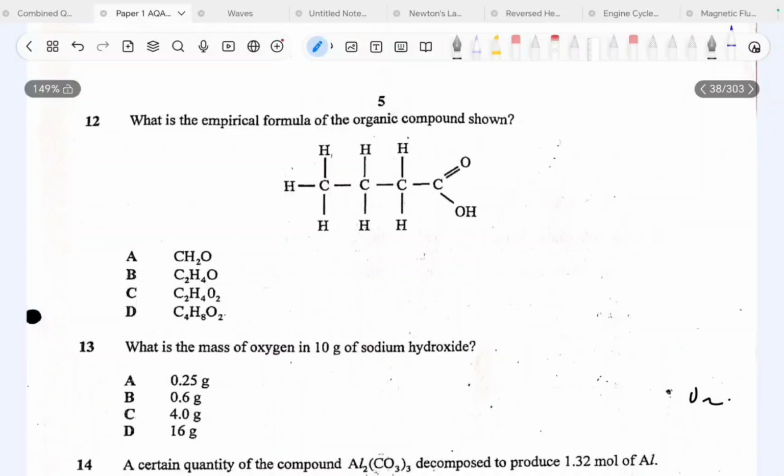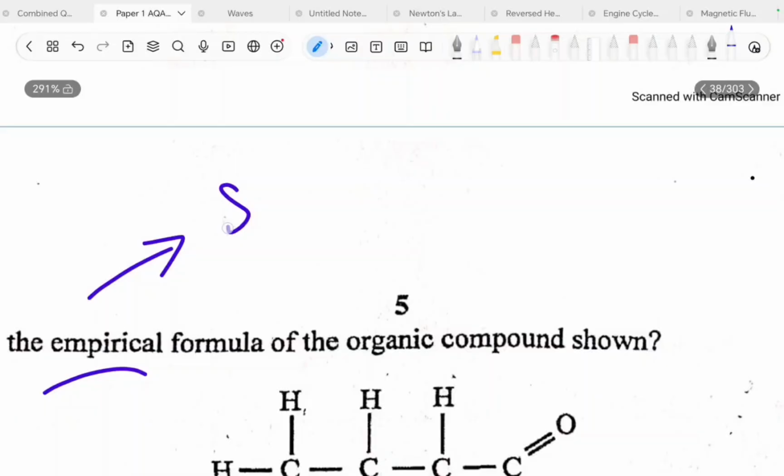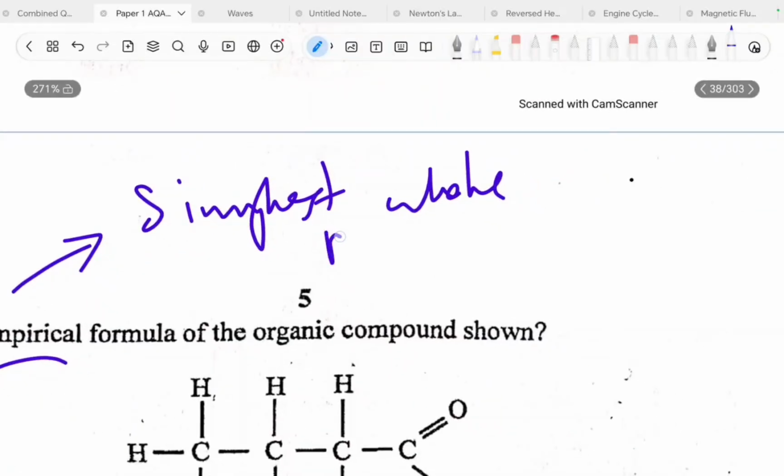What is the empirical formula? See the question: what is the empirical formula of an organic compound shown? Let's start by defining what an empirical formula is. An empirical formula is the simplest whole number ratio of a compound.